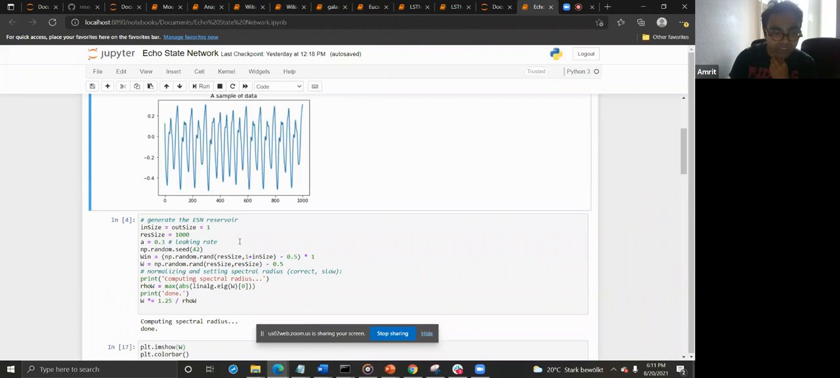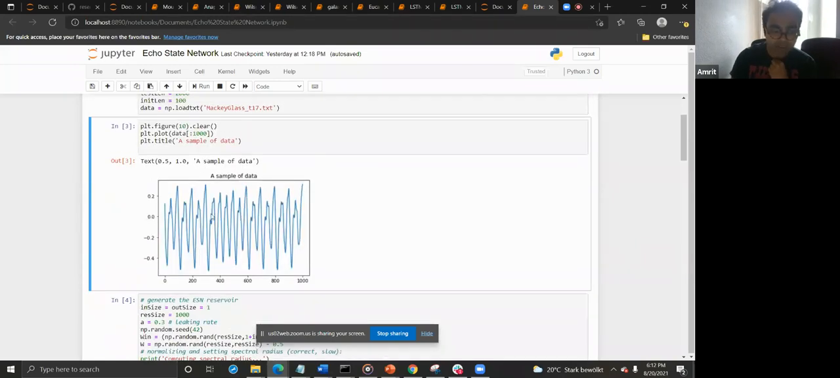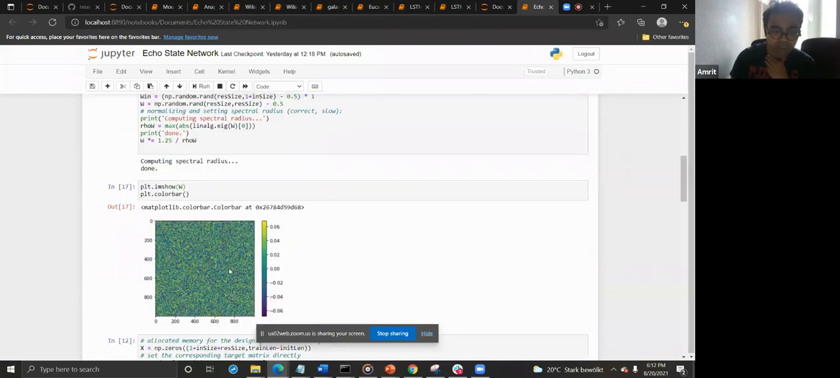So basically, in this reservoir, she just has 1,000 nodes, and each of these 1,000 nodes are randomly connected to each other, described by this weight matrix W. As you can see, it's just a matrix of 1,000 by 1,000 connections.